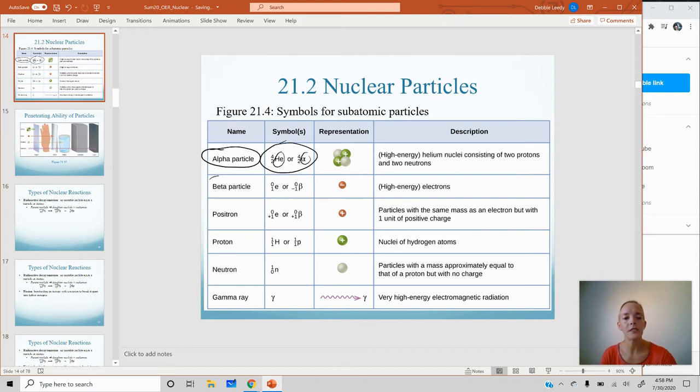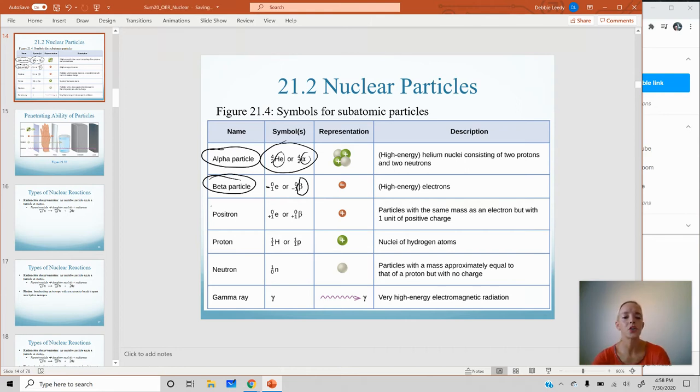The second one is the beta particle. And a beta particle is simply an electron. And there is a notation missing here. So remember, electrons are negatively charged. So that would be a -1 for your atomic number. And of course, we say electrons have no mass. Or we can use the Greek letter beta for this. So we use those interchangeably.